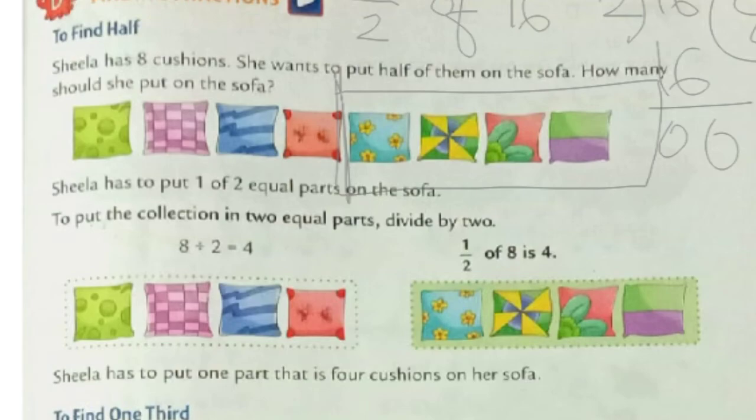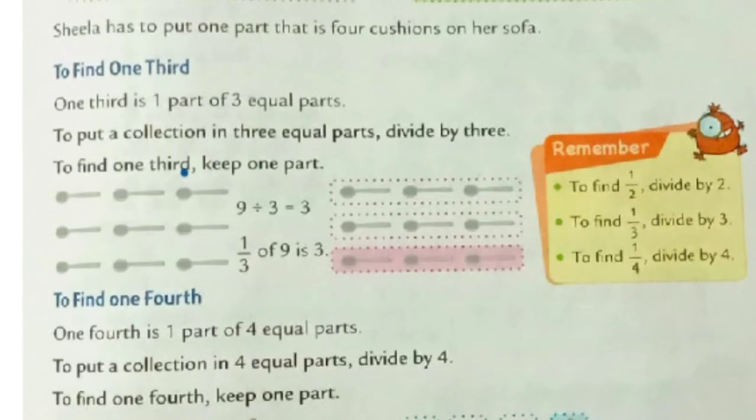Now we'll learn to find 1/3. 1/3 is one part of 3 equal parts. To put a collection in 3 equal parts, divide it by 3. To find 1/3, keep one part like this. Here there are 9 spoons. If we want to know 1/3 of these 9 spoons, we need to divide 9 by 3. When we divide 9 by 3, what will we get? Yes, 3. So 1/3 of 9 is 3.